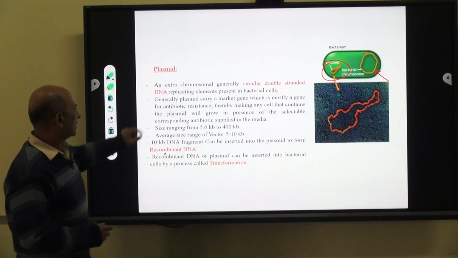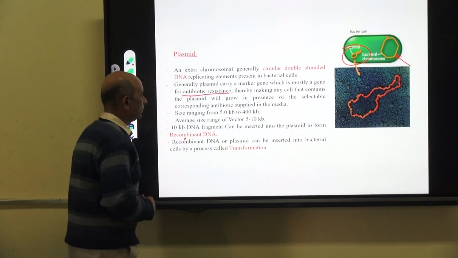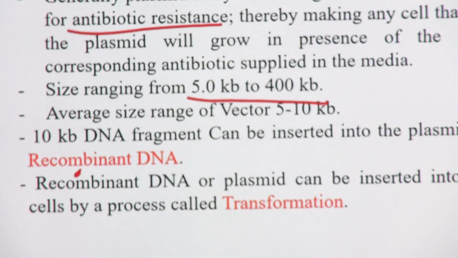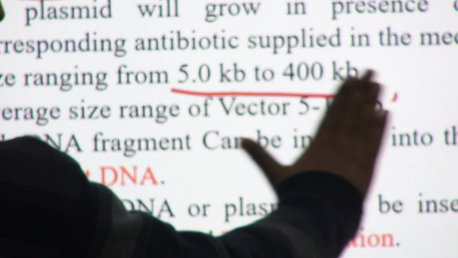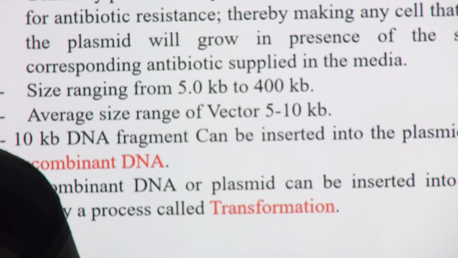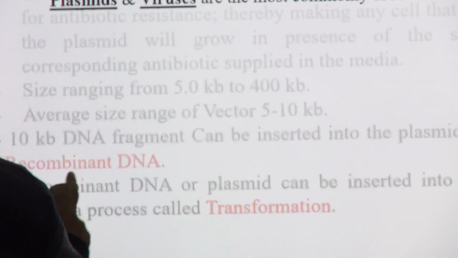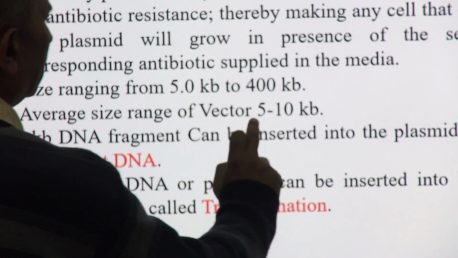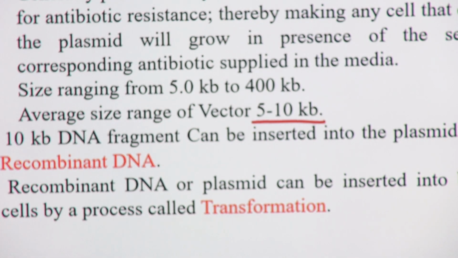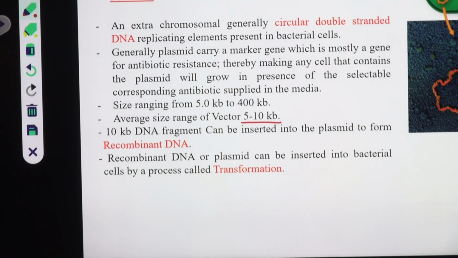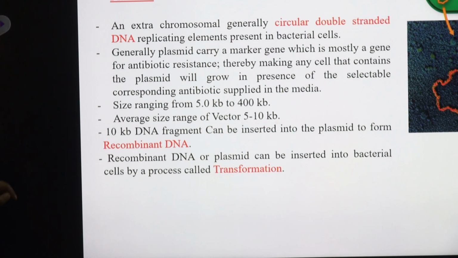This native plasmid generally carries an antibiotic resistance gene, and native plasmids can have a size range from 5 to 400 kb, but an engineered vector or plasmid usually can have a size range from 5 to 10 kb, and at maximum we can clone 10 kilobase pairs of DNA fragments into it.